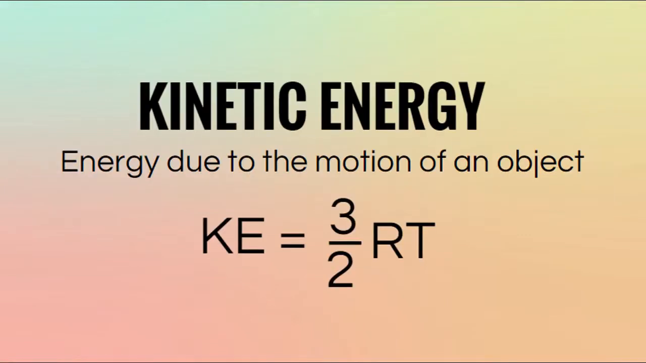Kinetic energy is energy due to the motion of an object. The equation for kinetic energy is 3/2 RT. The units for R are 8.31 joules per mole Kelvin, and the temperature is also measured in Kelvin.